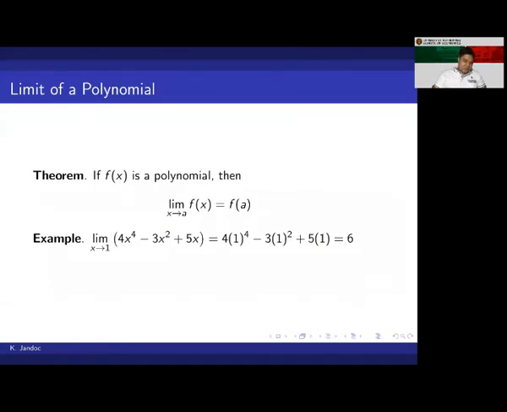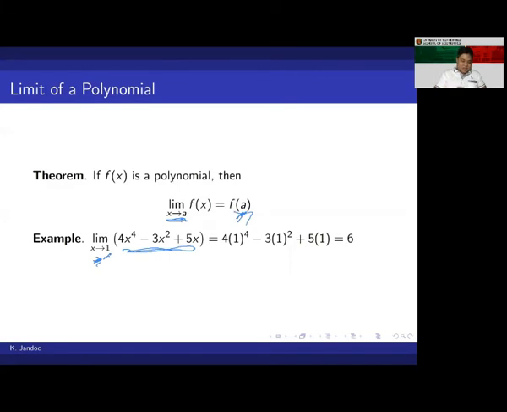Now, as you may have noticed, whenever you have a polynomial, the limit of the polynomial as x approaches a is taking that polynomial and substituting a for x. So for example, you have this polynomial over here, 4x to the fourth minus 3x squared plus 5x, and you're getting the limit as x approaches 1. So a in this case is 1. So what does this theorem say? You can just substitute your a, 1, in this polynomial, and that's the limit.